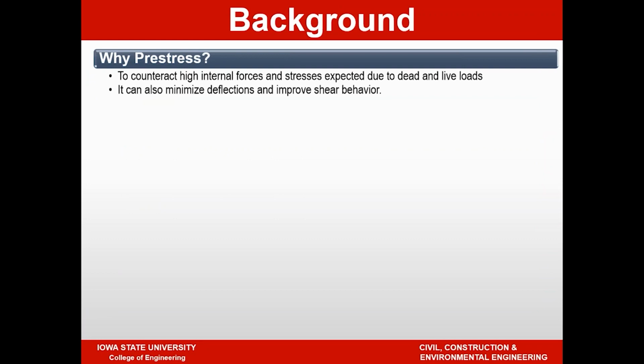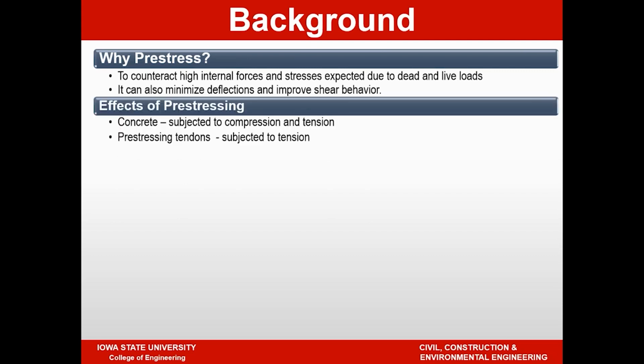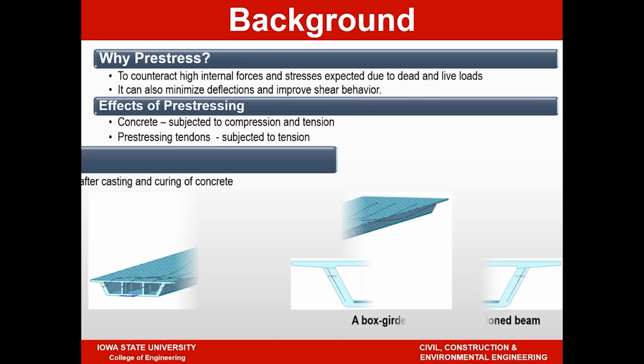So from a background point of view, most of you know that concrete members are subjected to pre-stress because we want to counteract high internal forces. They are tensile forces and tensile stresses expected due to dead and live loads. Pre-stressing can also minimize deflection of the members as well as improve their shear behavior. When you apply pre-stressing, typically concrete in the member experiences compression, and some parts of the member will experience tension, while the pre-stressing tendon will be subjected to tensile forces.